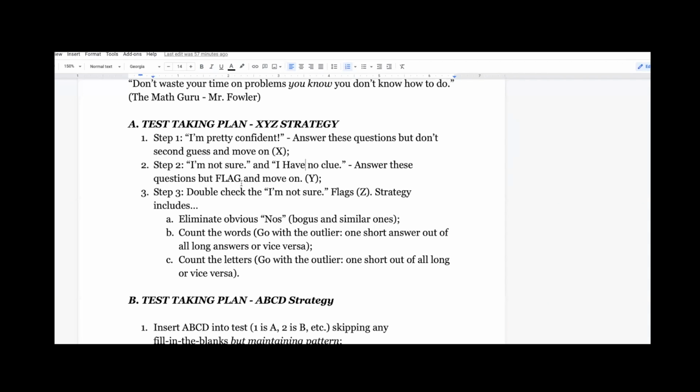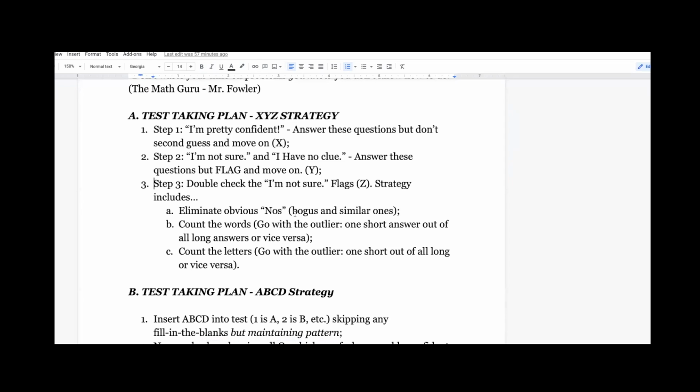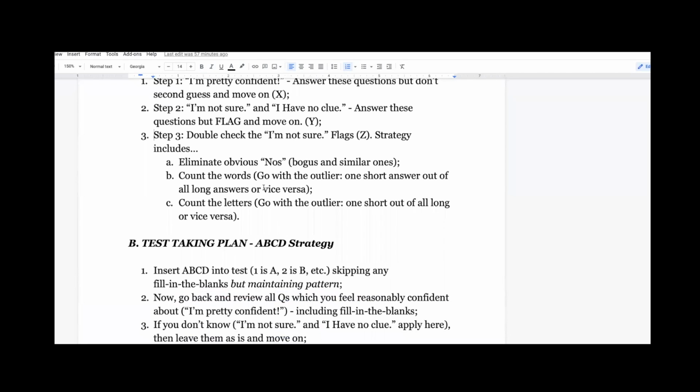Now, when you're done, go back and double check the flagged ones, the I'm not sure ones, and the I have no clue ones, and then just work those if you have time, and look at the problems. If there's an ABCD problem, eliminate the obvious ones that you think don't work.